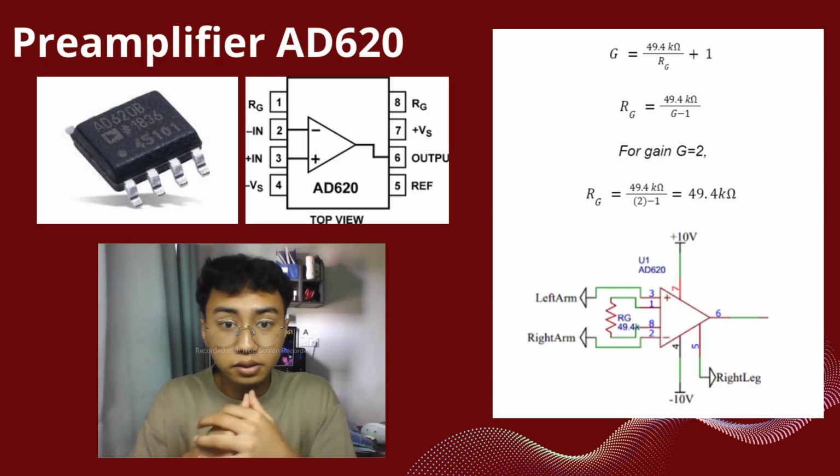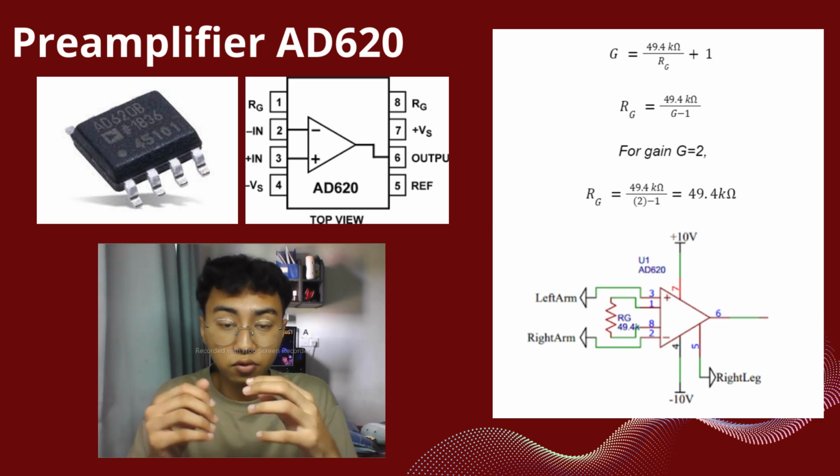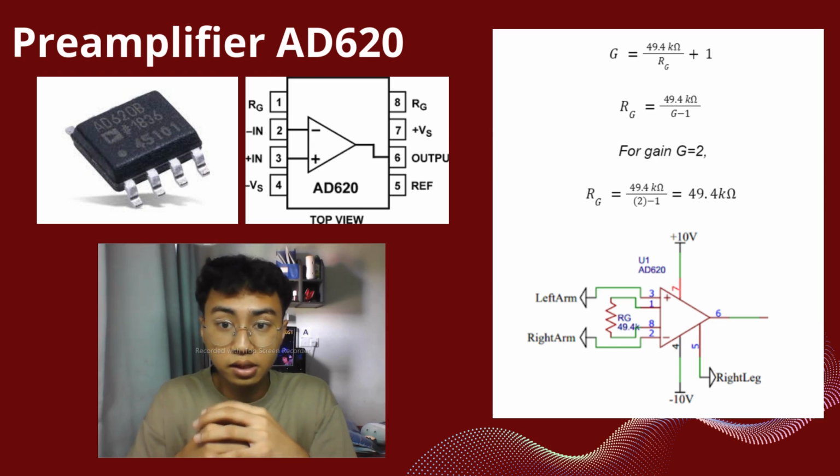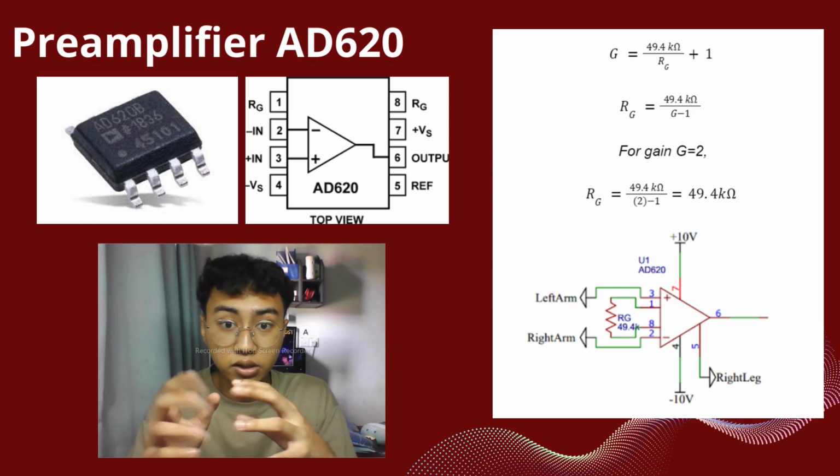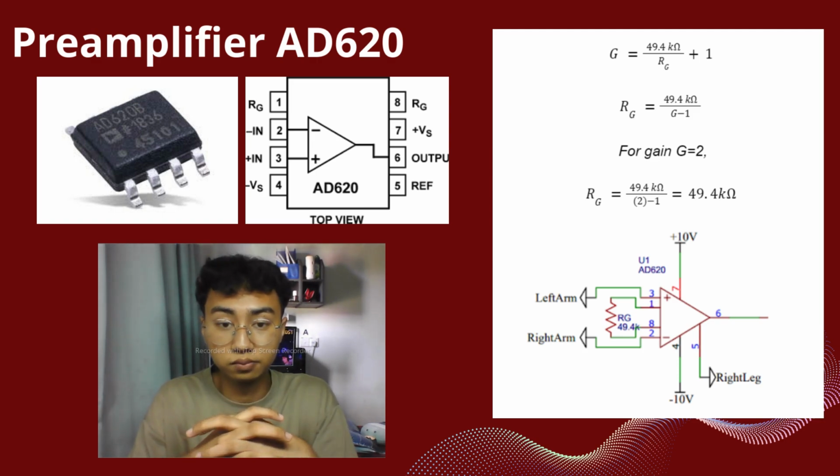So to calculate the gain for AD620, we divide 49.4 kilo ohm by the gain resistor RG and then plus 1. To find the gain resistor RG, we must divide 49.4 kilo ohm by the desired gain minus 1. For example, the gain on electrical signals sent by the electrodes is set to 2. So we divide 49.4 kilo ohm by 2 minus 1, which equals 49.4 kilo ohm.